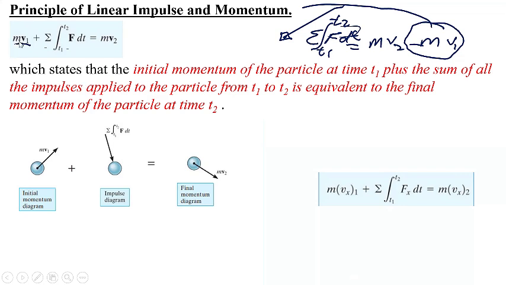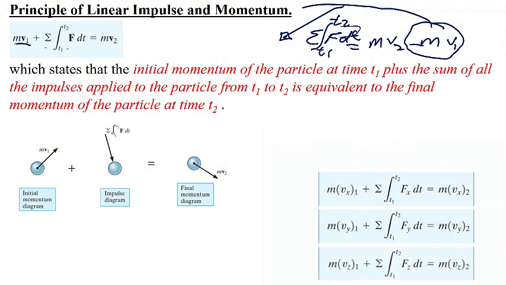Then for the y component, we have mvy1 plus the integral of Fy dt equals mvy2. Then in the z direction, mvz1 plus the integral of Fz dt will give us mvz2.